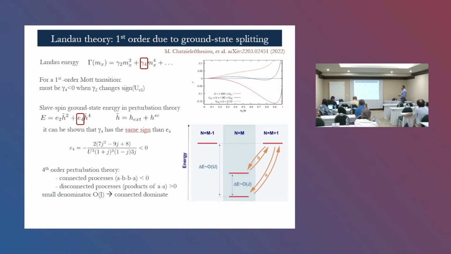and makes the transition first order. So the takeaway message is that whenever you have an atomic spectrum with a small splitting of the ground state, which could be due to crystal field splitting, or in this case the Hund's coupling, or to Jahn-Teller, this will lead you to a first order Mott transition, because this distance is much smaller than the charge excitations.